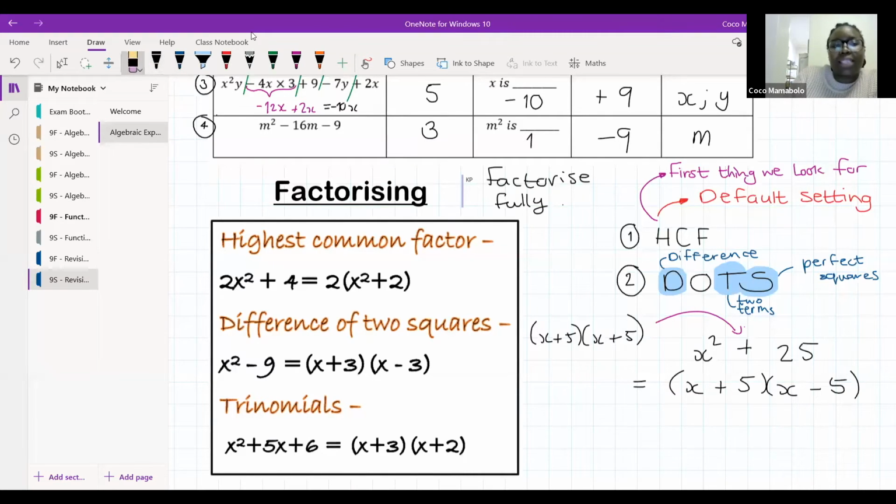Nokubonga says, ma'am, so the difference of squares works with a minus only? Yes, only with a minus. If you have a plus, we can't factorize. You can just write there, cannot factorize. Good, Emmanuel's catching on. If we FOIL this, we're going to have a middle term of 10x. So x plus 5 and x plus 5, no. That doesn't work.